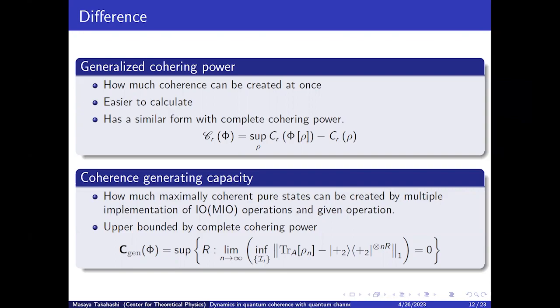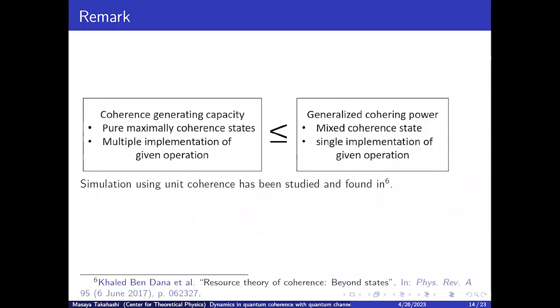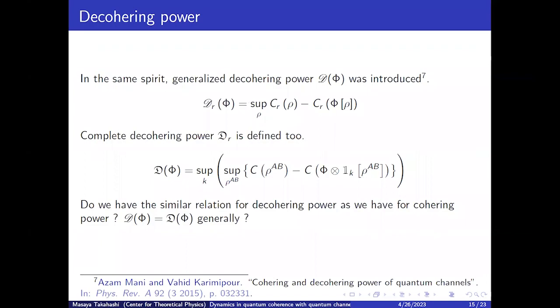Can you maybe recall what was the definition of generalized decohering power? Not cohering, but decohering. Is it just a minus of it? Yeah, minus. Okay. So there is for sure one trivial relation, that CR plus DR equals zero. Yeah. This is of course trivial because it follows from the definition.